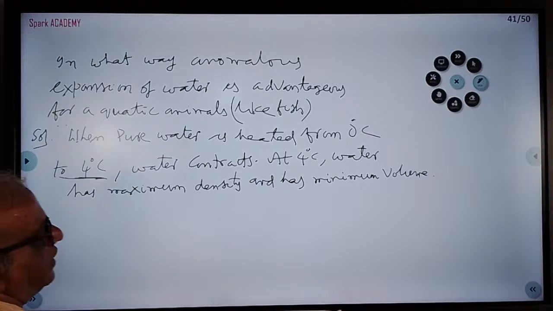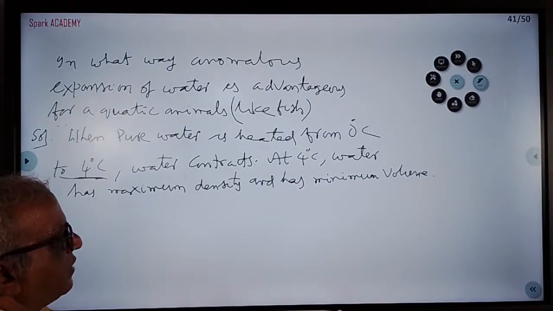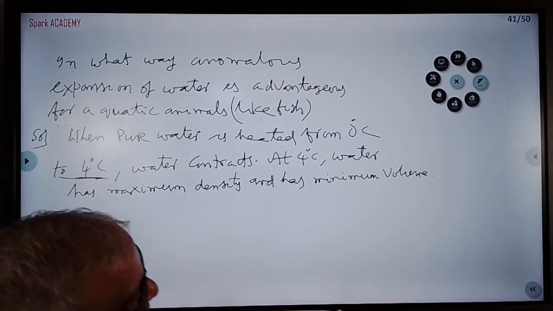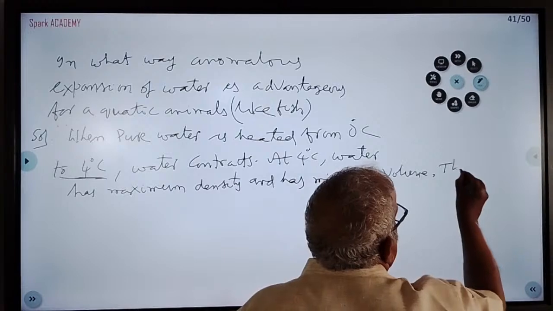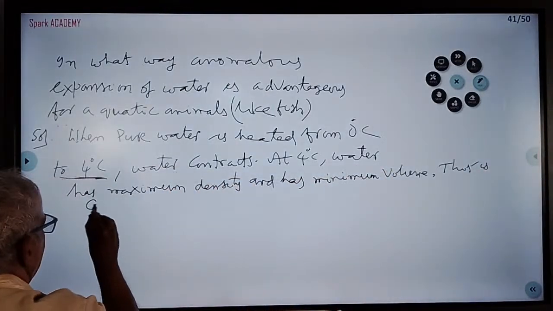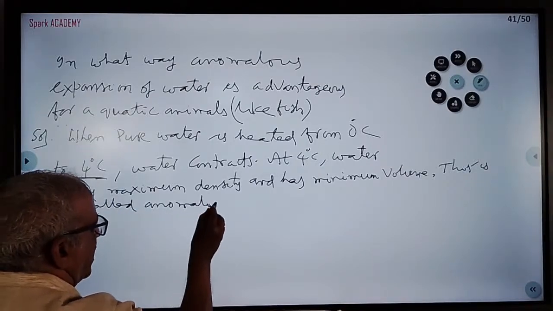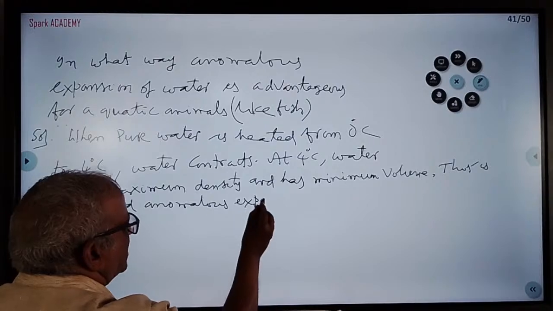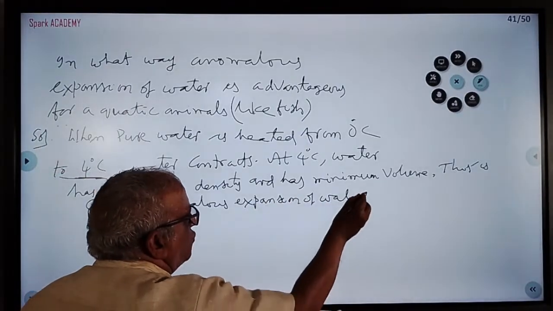When pure water is heated from 0 to 4, water contracts. At 4 degrees centigrade, water has maximum density and minimum volume. This is called anomalous expansion of water. Where is it used?